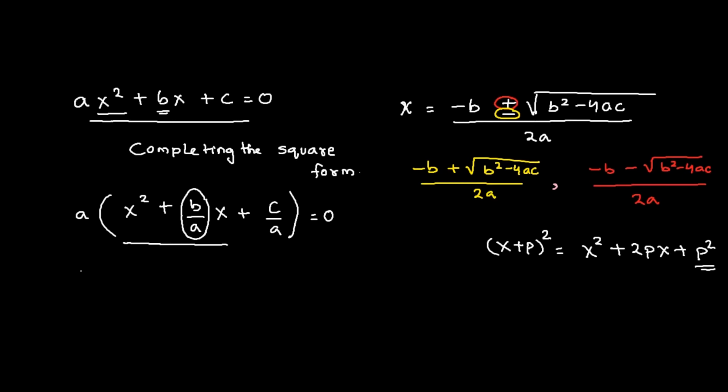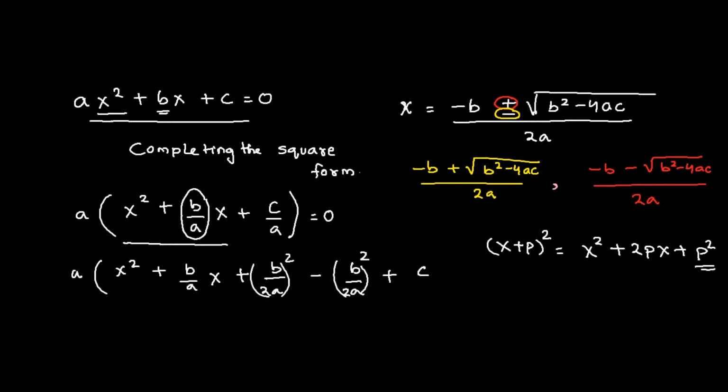So what we will do to this given equation, that is a times [x² + (b/a)x], we are adding (b/2a)² as well as subtracting (b/2a)², plus c over a as it is. So all these terms are inside the brackets.